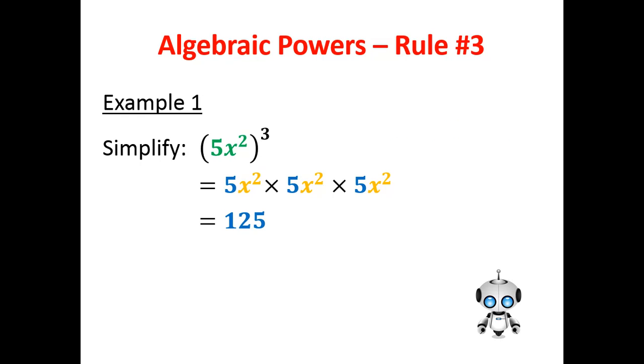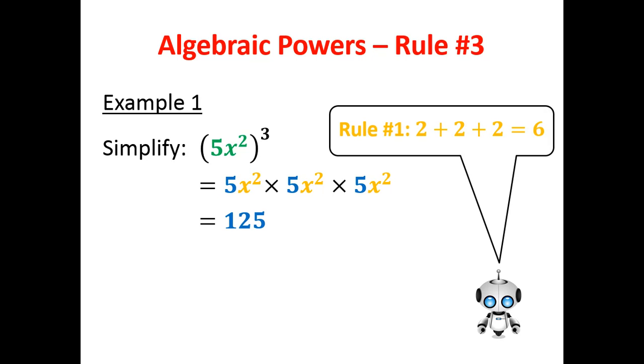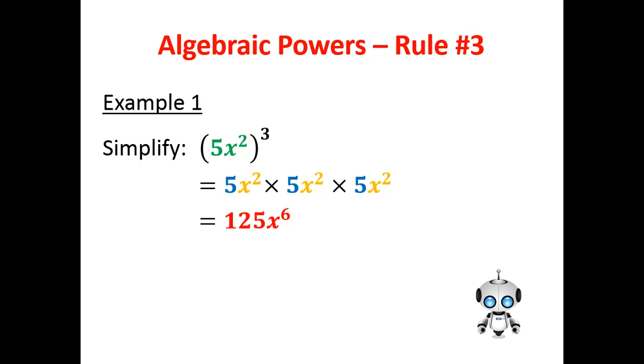And now we've got x squared times x squared times x squared, and we're going to use rule number 1. We're going to add the powers. 2 plus 2 plus 2 makes 6. So we're going to write down x to the power of 6. So our final answer is 125 x to the power of 6.